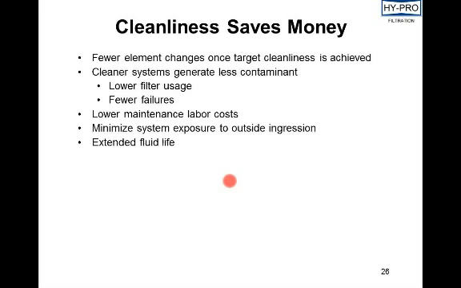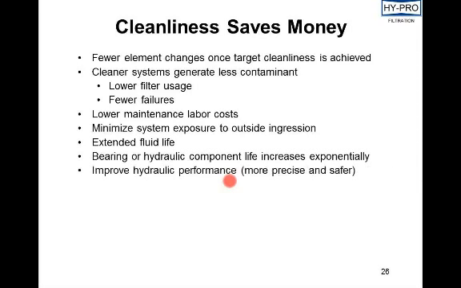Also, if we take care of these fluids like the lifeblood that they are for our hydraulic and lube systems, they're going to last a longer time. Again, that saves money. Also, when we improve cleanliness, we have better, more precise control and operation of automated equipment. And if we can reduce ISO codes, we can also reduce unplanned downtime due to contamination-related failures.